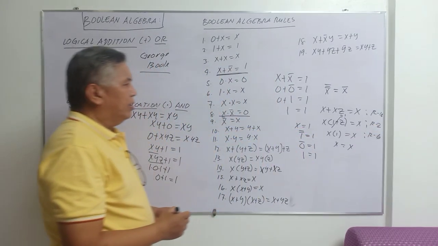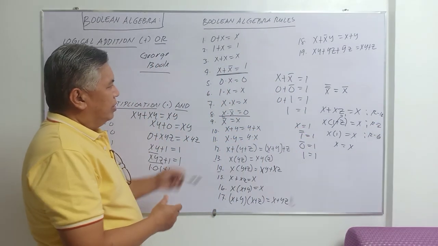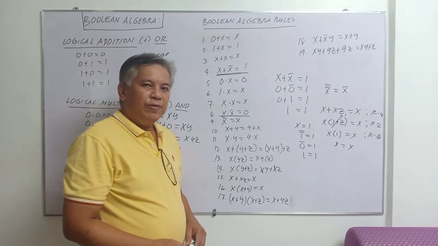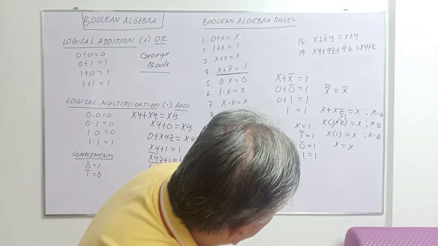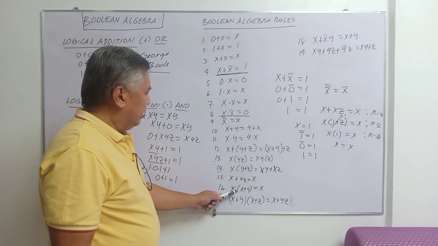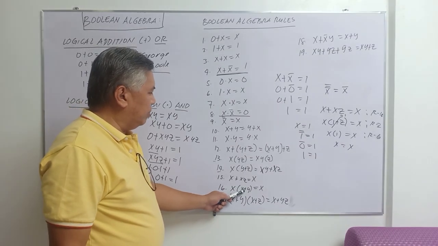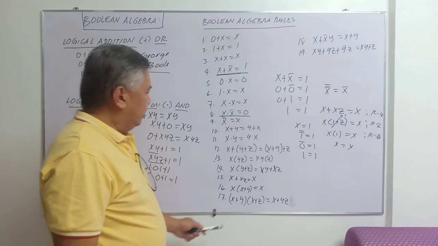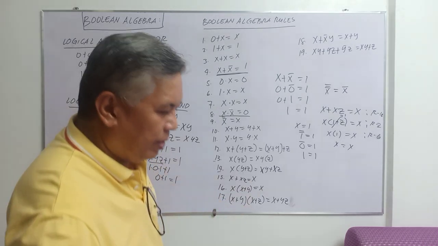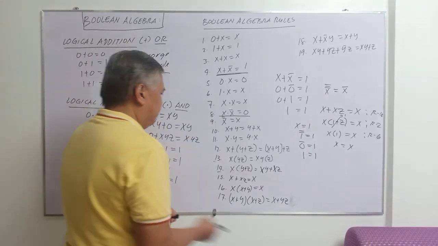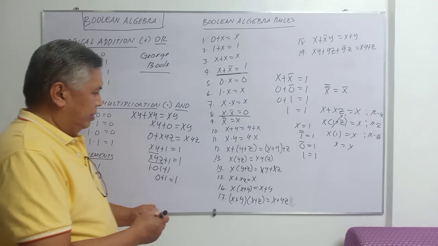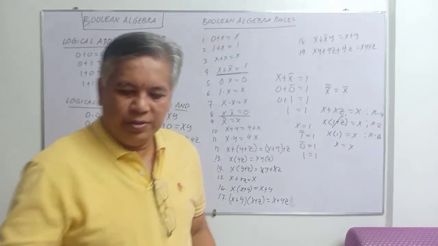Okay? So that's how to prove the rules, no? Especially rule number 15. Then, rule number 16: x(x + y) = x + y. This is x + y, I believe, no? So let me see the rules.